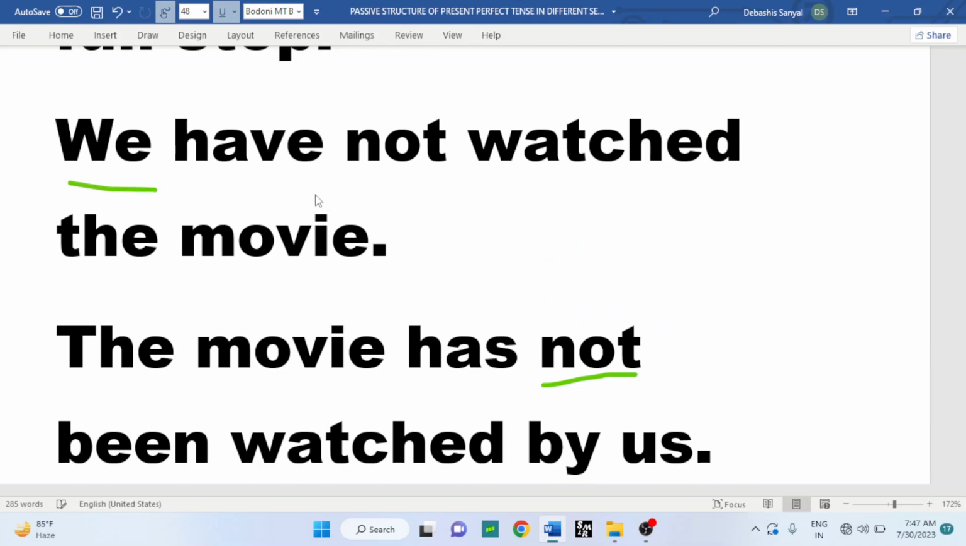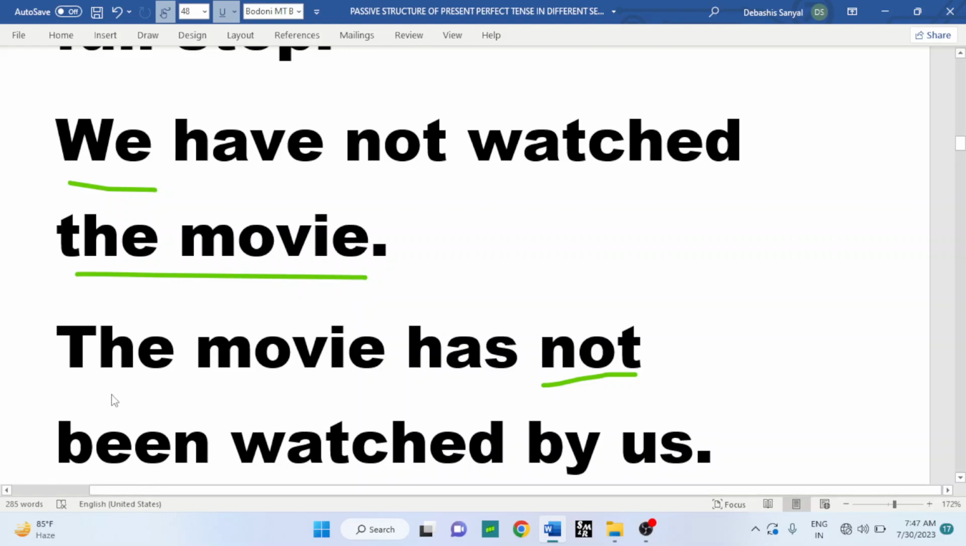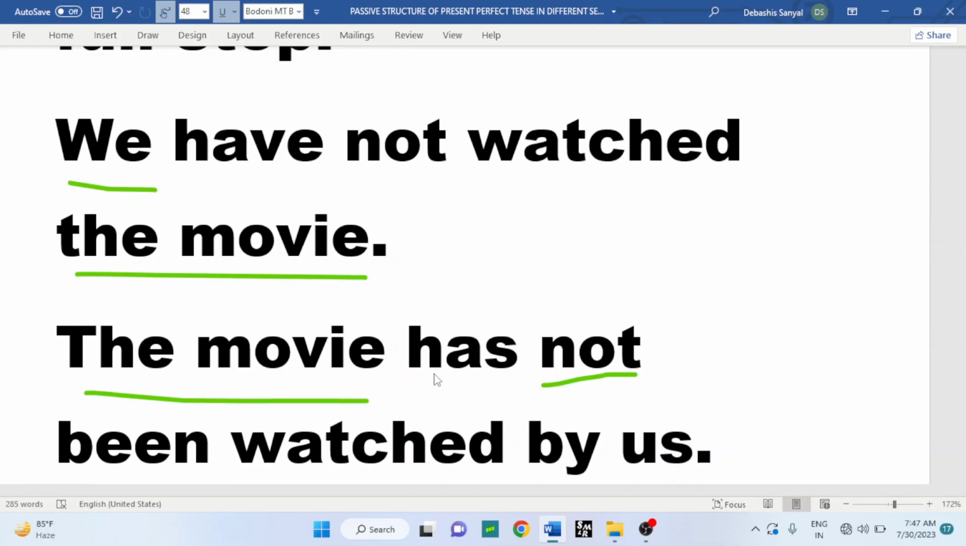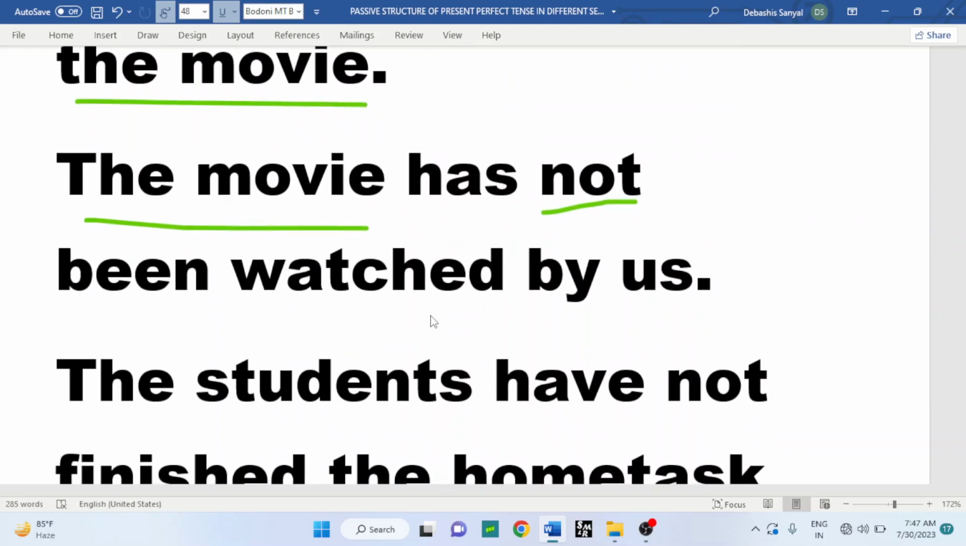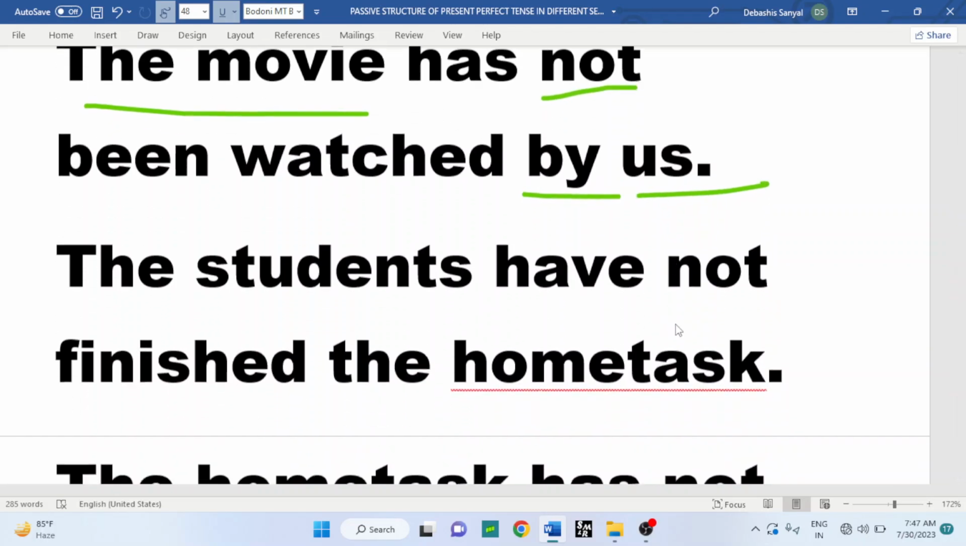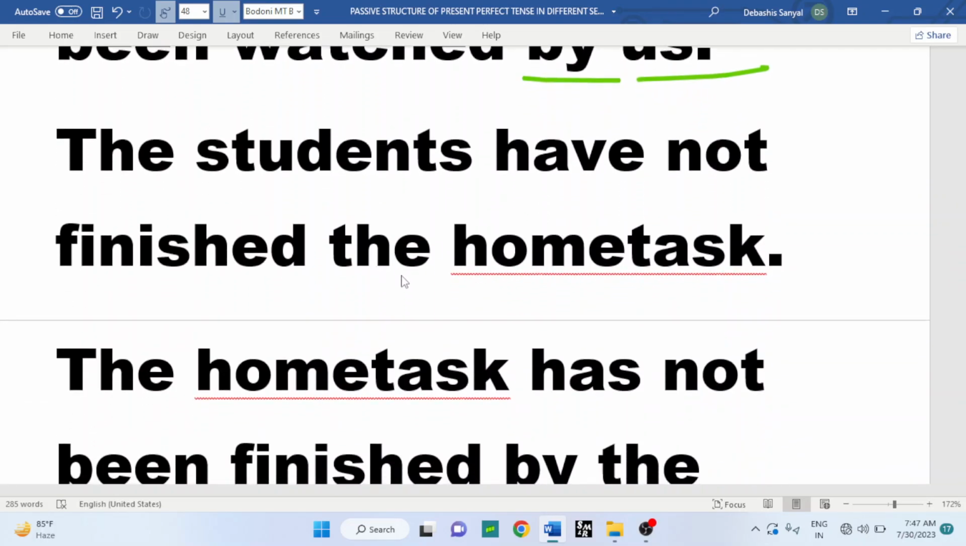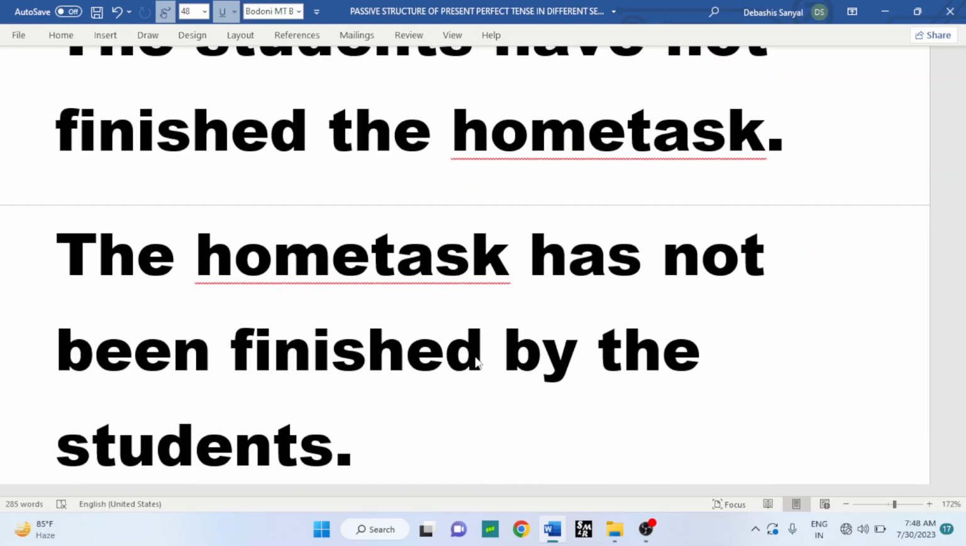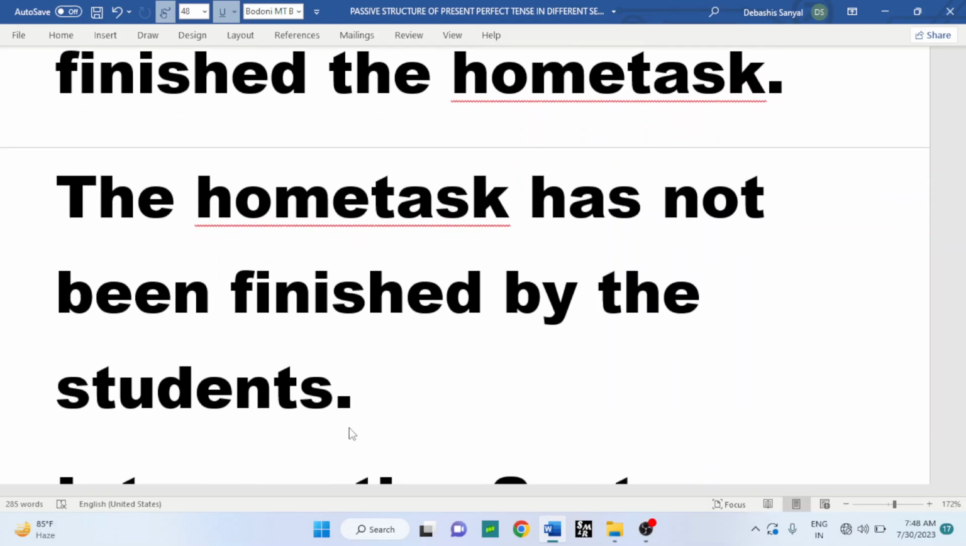We becomes us, and the movie, which is the object there, becomes the subject in the passive. The movie takes has been, but we have to place not after has or have. Then the movie has not been watched, third form of the verb, generally takes by, and we becomes us. The students have not finished the home task. The home task has not been finished by the students.